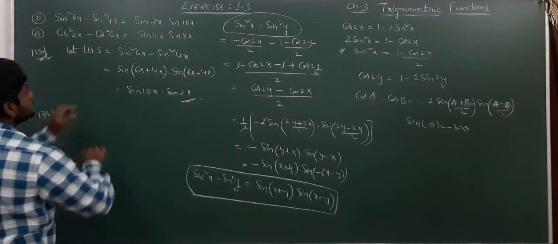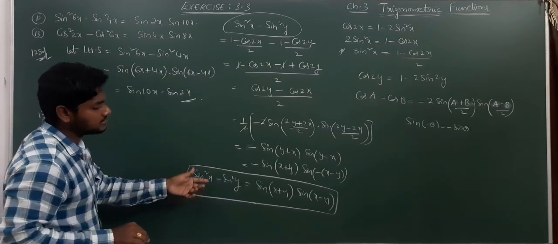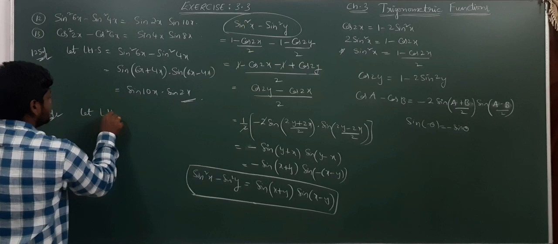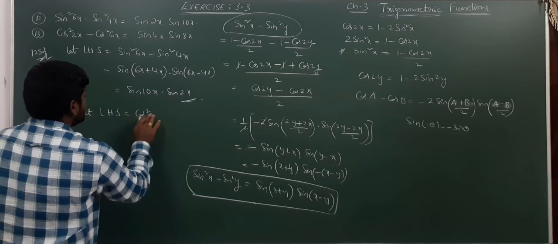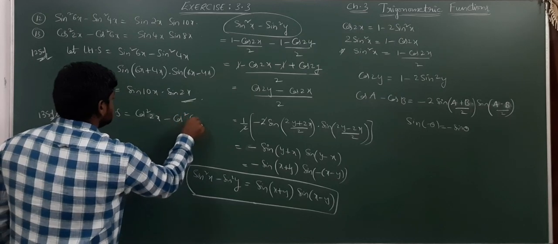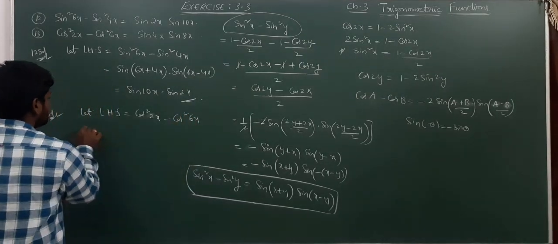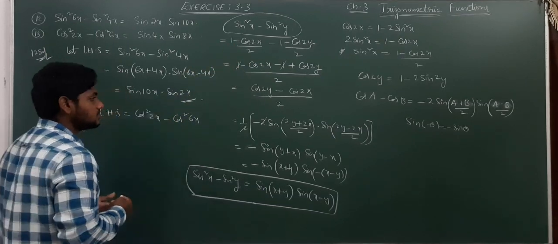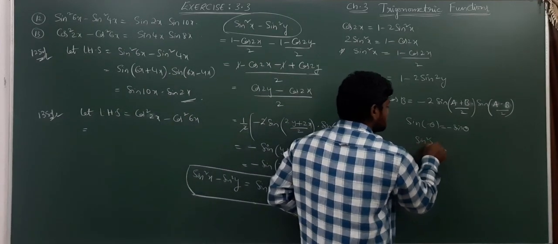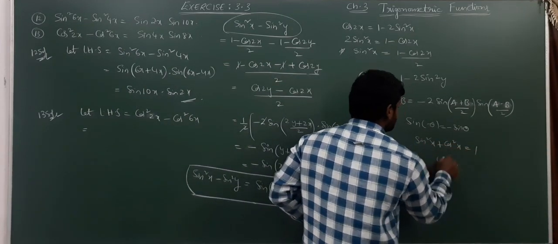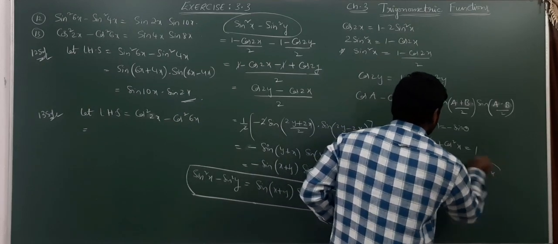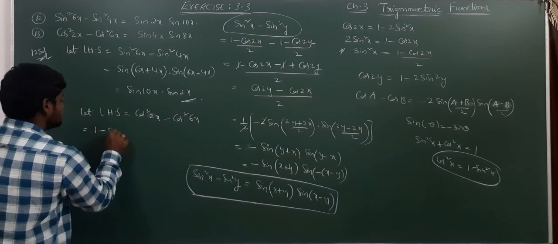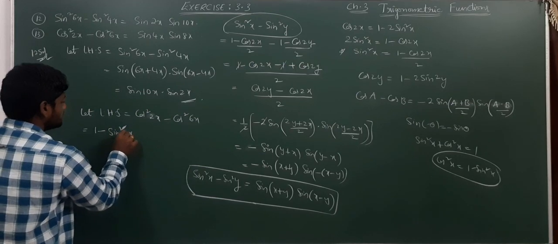Next, the 13th solution. It may look very simple, but if you did not learn this, it is very difficult. Next, cos square 2x minus cos square 6x. I will write LHS equal to cos square 2x minus cos square 6x. We already know the formula in terms of sin square, so can we convert cos square in terms of sin square? Yes, we can. Why? Because sin square x plus cos square x equals 1, which means cos square x equals 1 minus sin square x. So here also cos square 2x we can write as 1 minus sin square 2x.